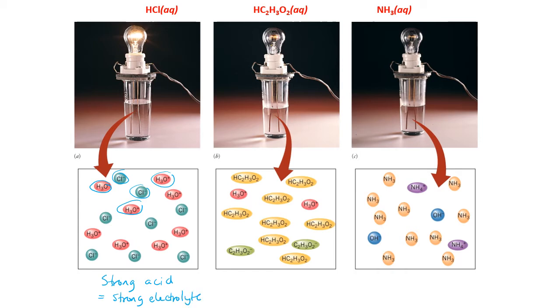In the middle, we have acetic acid. Acetic acid is a weak acid. If we look at what's present at the molecular level, there's a small amount of hydrogen ion and a small amount of acetate anion. So the bulb does turn on a little bit, but it's dim. Mostly what's present in solution is combined molecular acetic acid. That's the majority of it. So since it's a weak acid, it's going to be a weak electrolyte.